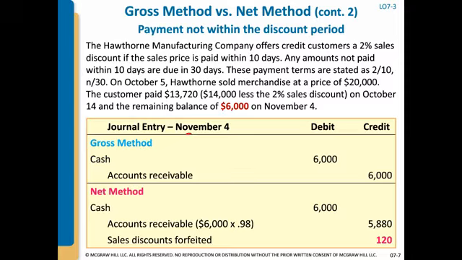Moving forward to November 4th, the customer has paid the remaining balance of $6,000. So the $6,000 has no discount incorporated into it because we paid it after the 10 days. So under the gross method and the net method, we receive $6,000 cash. So we debit cash for either method.